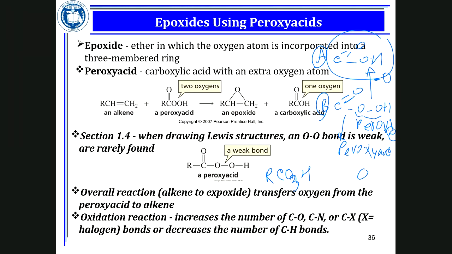So when you have a peroxy acid, this bond is very weak. The good example was hydrogen peroxide, because it decomposed on its own. That's why it's a weak bond. It's going to break, and in order to change to carboxylic acid, it must lose one oxygen. So this is a good oxidizing agent whenever you need one oxygen.